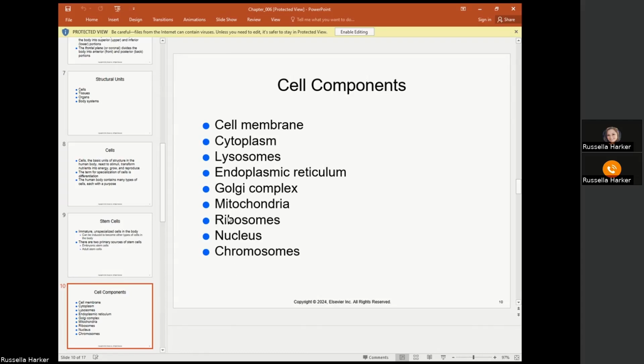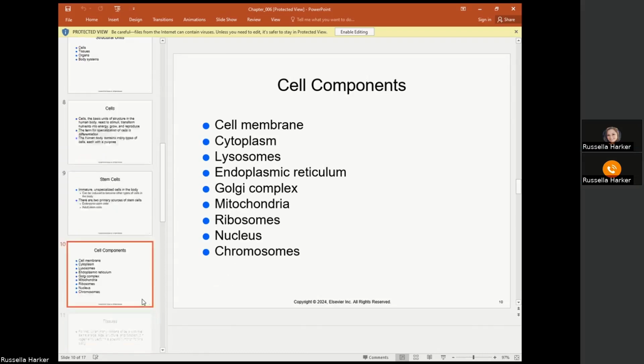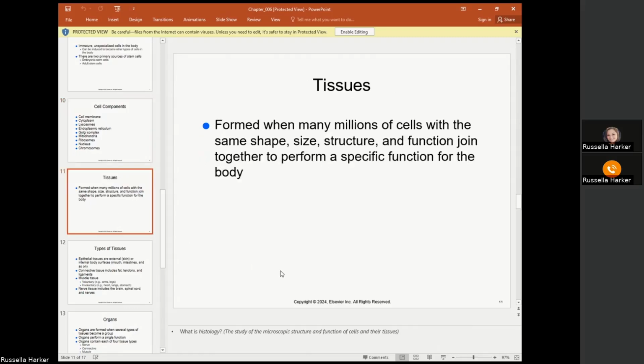These are all the cell components they have listed here. For tissues, they're formed when many millions of cells with the same shape, size, structure, and function join together to perform a specific function for the body. So histology is the study of the microscopic structure and function of cells and their tissues.